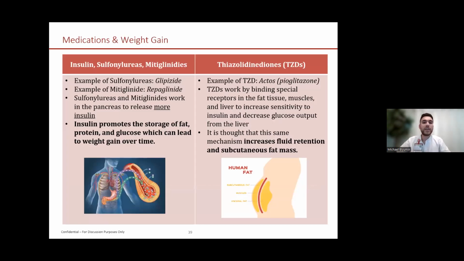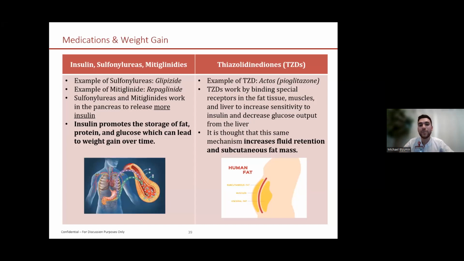Now, lastly, weight gain. So we have medications and weight gain. So insulin, sulfonylureas, and meglitinides, these are things like any types of insulin, and then glipizide or Prandin or repaglinide. They have the same mechanism as to why they cause weight gain. So these medications, they're either giving insulin to your body exogenously, meaning outside of the body, we're adding insulin in, or they're increasing the amount of insulin we're making in our body. So, insulin promotes the storage of fat, protein, and glucose, and all of which can lead to weight gain over time.